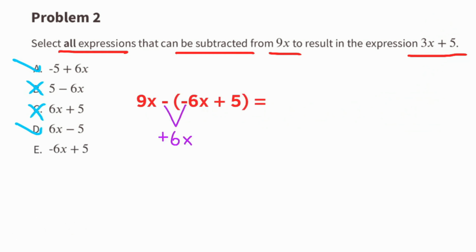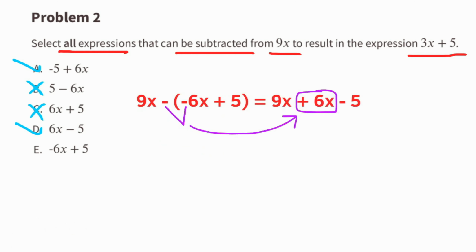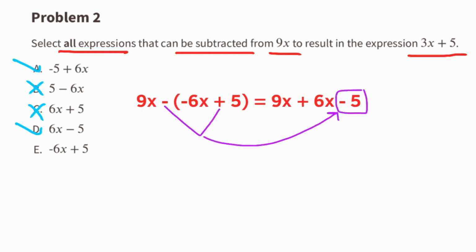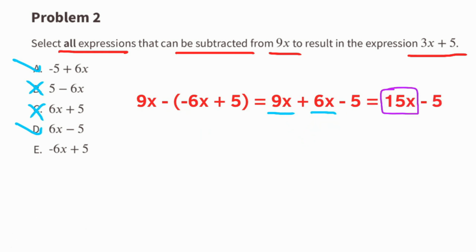E. A negative times a negative equals a positive, and a negative times a positive equals a negative. So now the expression reads 9x plus 6x minus 5. Combine the like terms. 9x plus 6x equals 15x. Now the expression reads 15x minus 5.